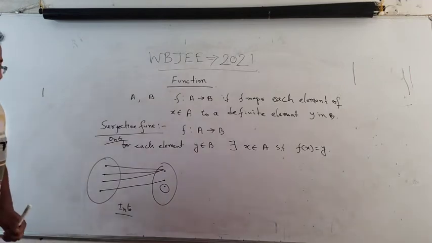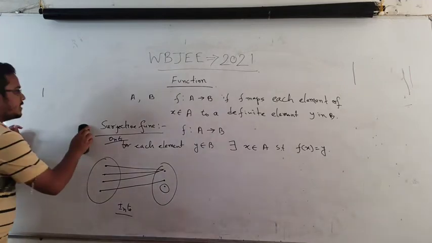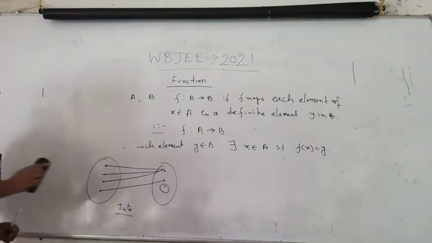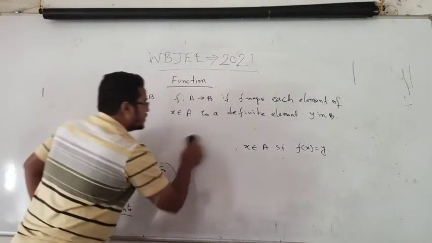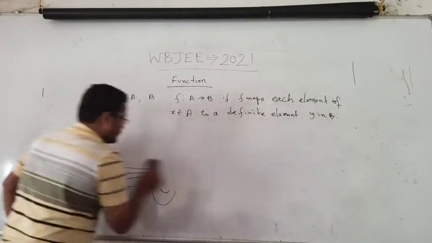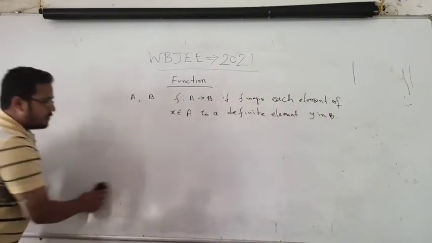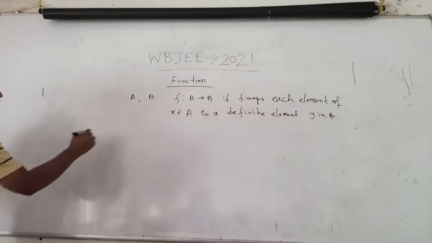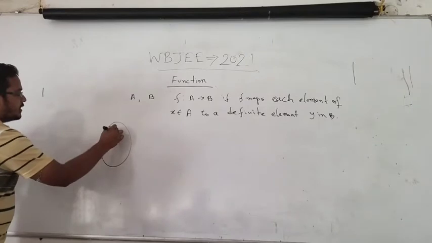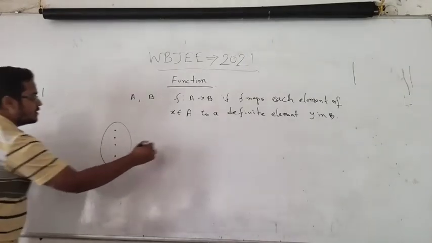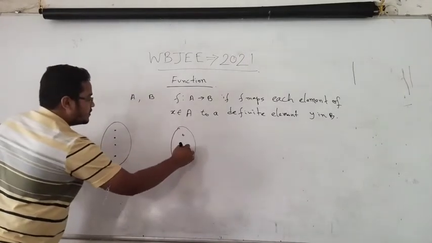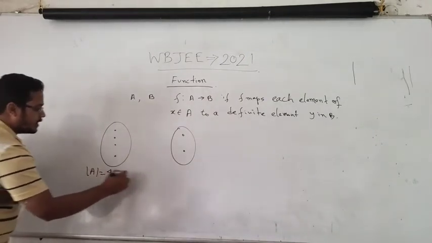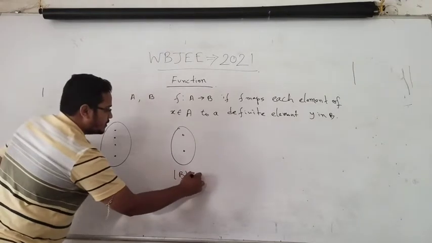So now we calculate how many surjective functions can be formed between two sets. So first we will take a small, short example, then we will discuss a general case. Let's say the domain has 4 elements and the codomain has 2 elements.